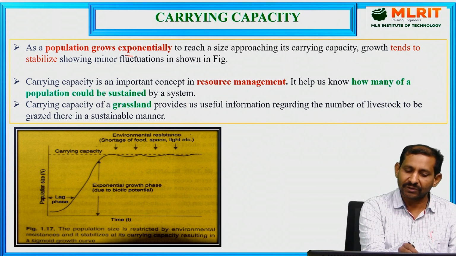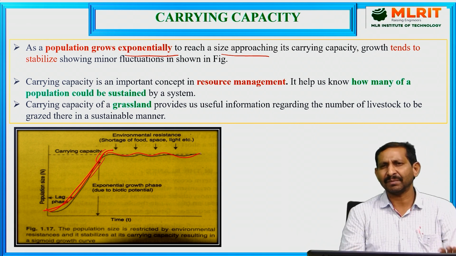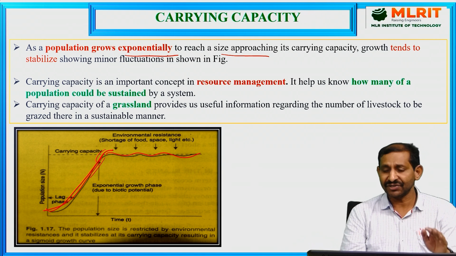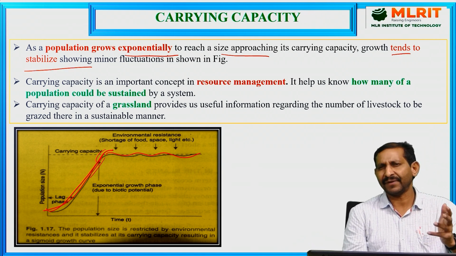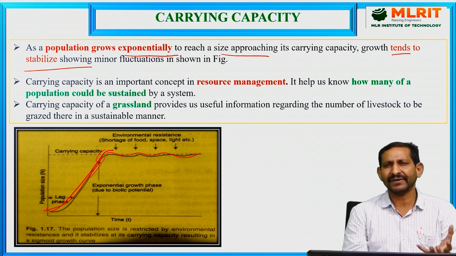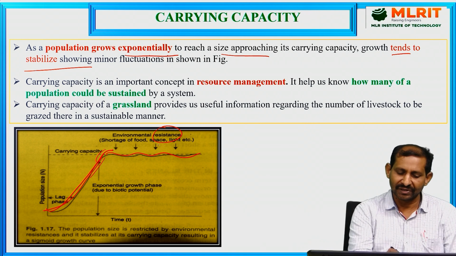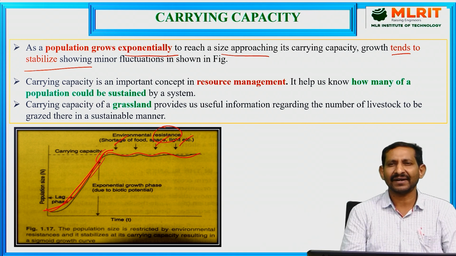Population growth is generally exponential until it reaches a maximum size. After reaching the maximum, a saturation point is reached and growth tends to be stabilized. The environmental factors, food, light, nutrients, space and storage, all stabilize that growth through environmental resistance.